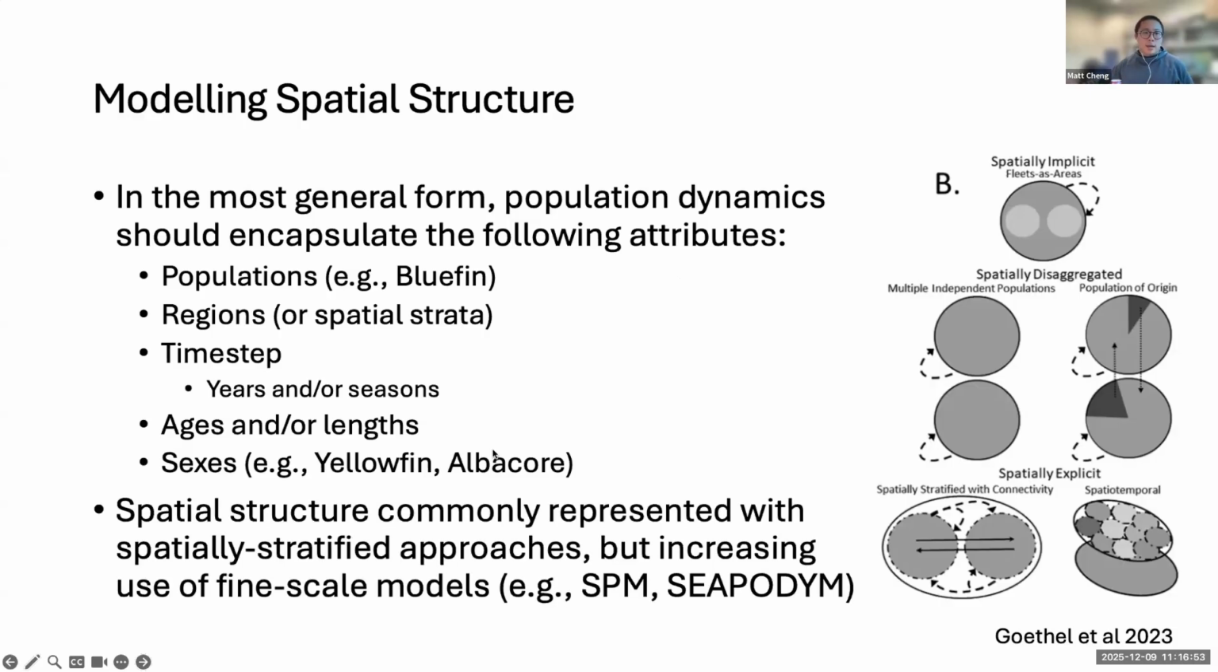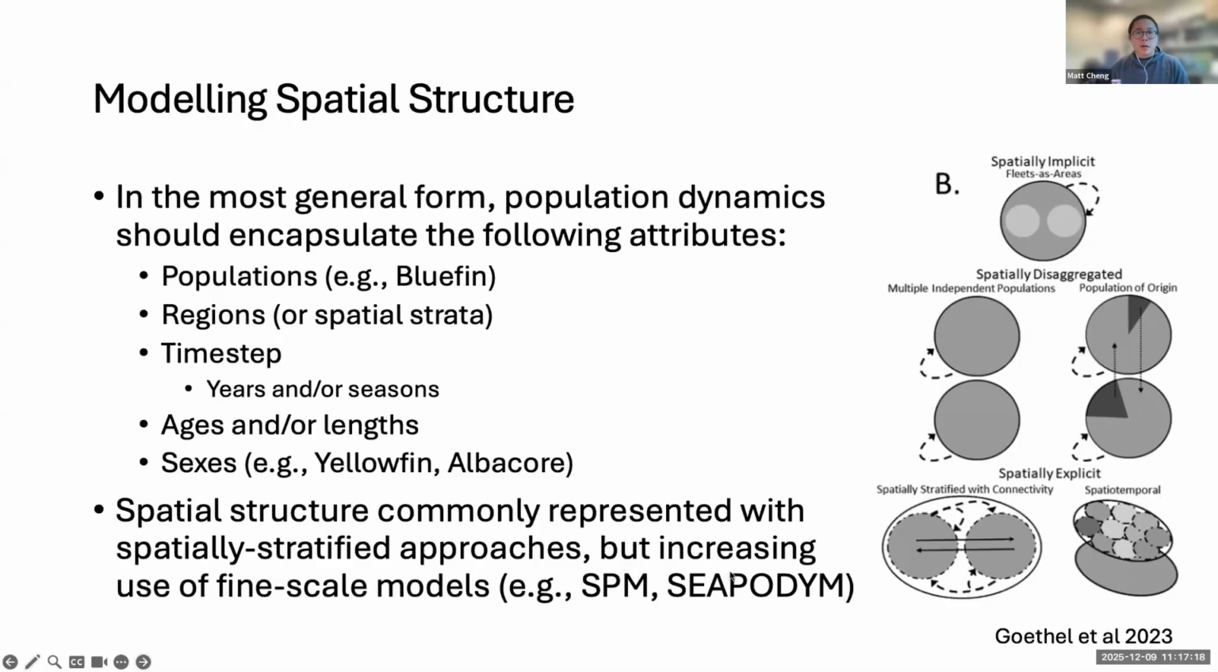And I think most of our spatial structure, at least right now, is typically represented with what we call spatially stratified or large box approaches. But there's been increasing use of fine scale population dynamics models like SPM or CPDIM that I'll touch briefly on, but I'll punt that over to the other speakers later.